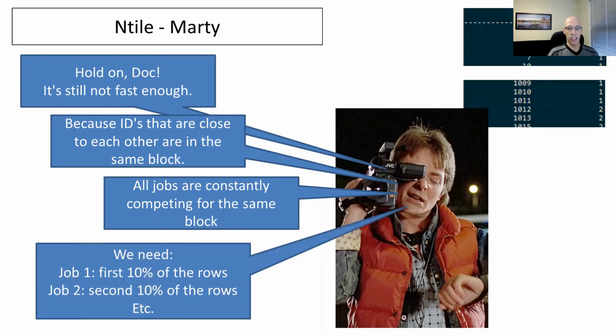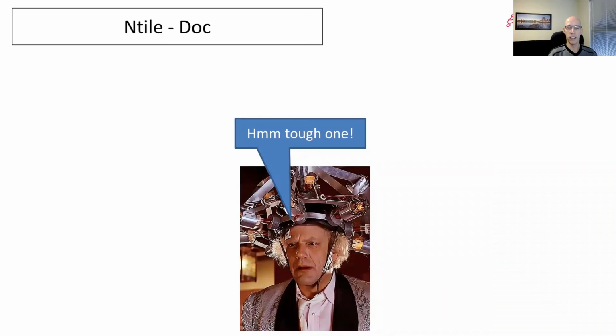Exactly. So what we want is job 1 to just do the first 10% of the rows and job 2 the second 10%, etc. Like what you see on the top right. Yeah, okay. So how would we do that? Yeah, that would make more sense, but that's a tough one.